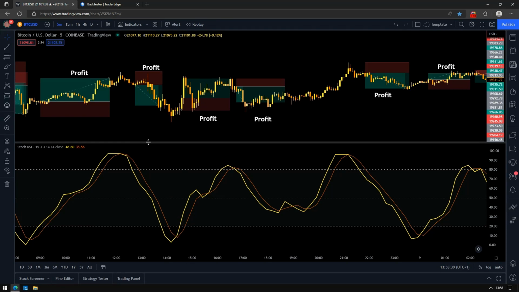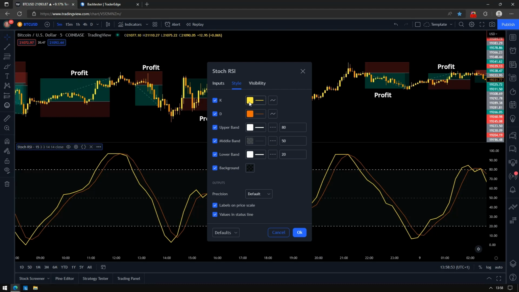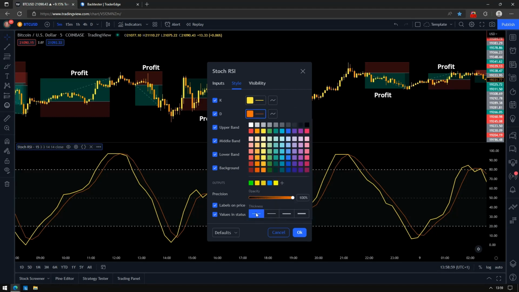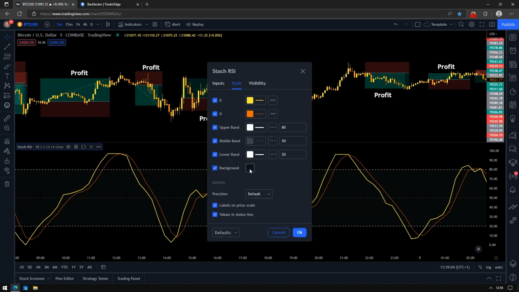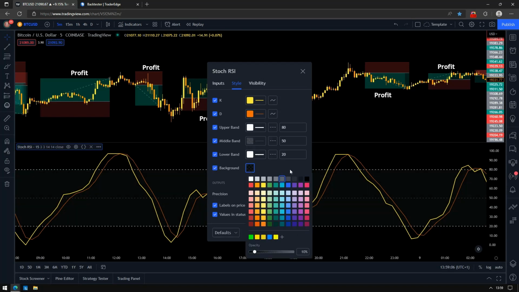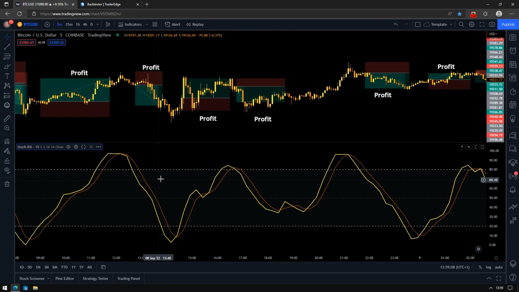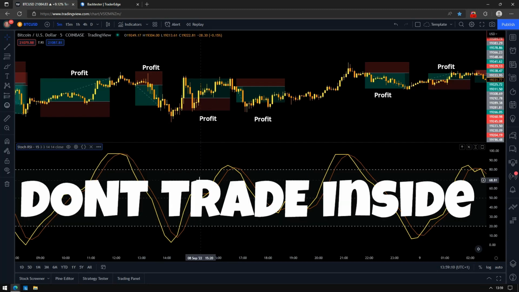I'm going to show you a TradingView hack for the stochastic RSI. So for the settings, I've changed the main color to yellow and thickness 2, and the secondary color to orange thickness 1. Now I've set the background to a faint grey, so we know not to trade price when it is inside this zone here.